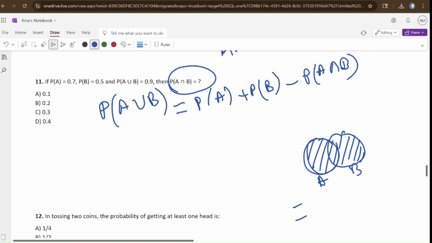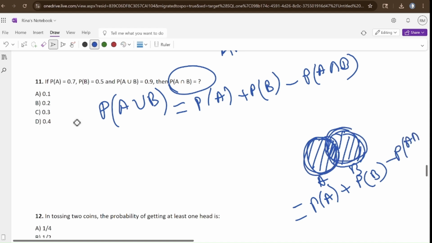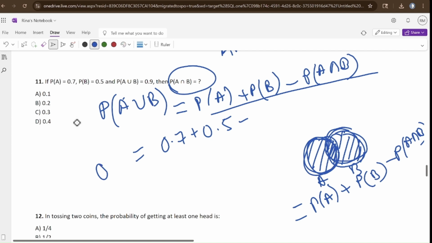That's what you want to calculate. So you have to take the whole of A, that is P(A). You have to take the whole of B, that is P(B). And you can see that this amount is calculated twice while taking A and while taking B. So you have to remove this once. So minus P(A intersection B). And this portion you know it is intersection. That's what I have written here. Now here you just put the value 0.7 plus 0.5 minus, this is 0.9 and this is P(A intersection B). So you just do the calculation.